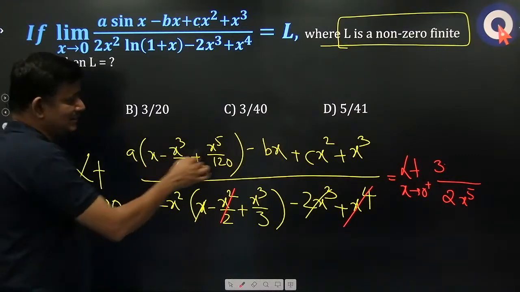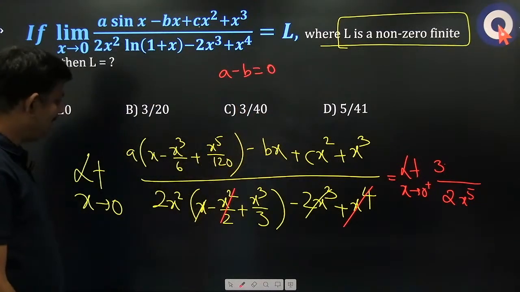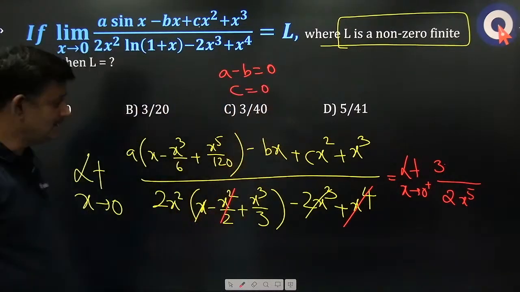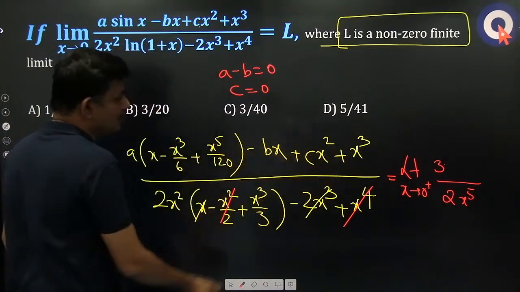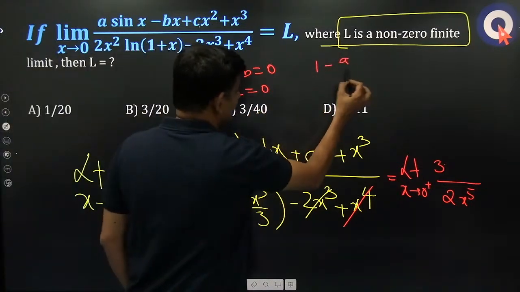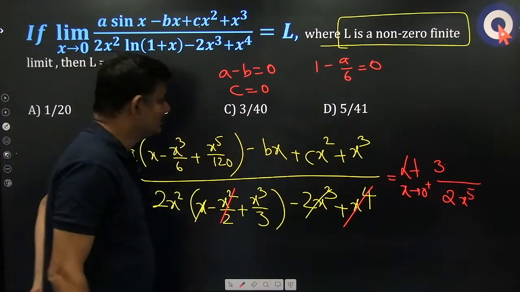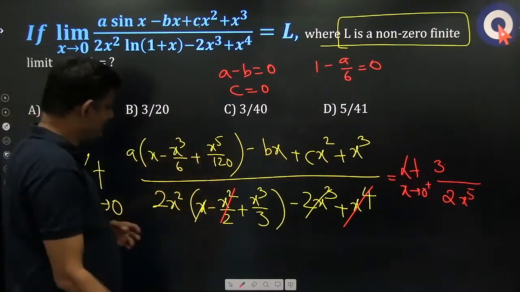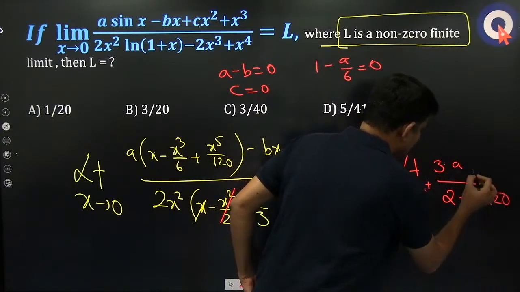So the x term, what is it? A minus b, that should be 0. There should be no x term. X square, where can you see x square? Cx square, that should also vanish. So C should be 0. Then x cube should also vanish. Here you have 1 minus a by 6. This should again vanish. There is no x power 4, already x power 4 is missing. So next comes your x power 5 term. What is that x power 5 term? A by 120. So this will be a by 120 x power 5.